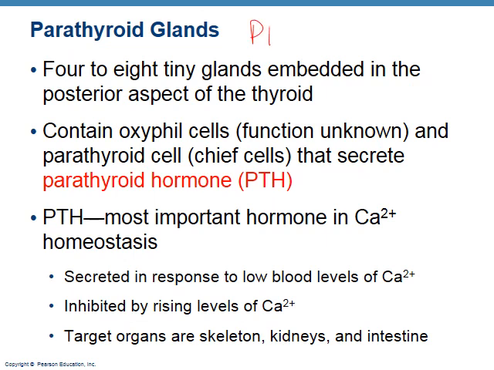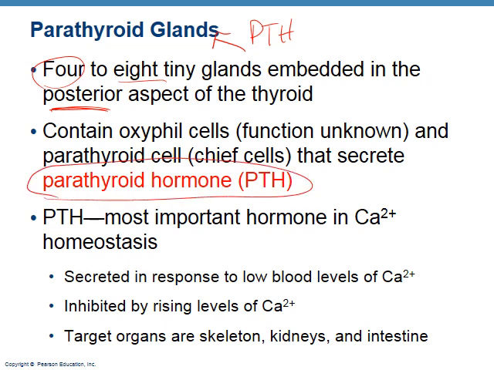If you remember, parathyroid hormone is released from the parathyroid gland. So these are usually 4, sometimes 8 tiny glands that are on the posterior aspect of the thyroid. So they're separate glands. The parathyroid gland is just next to the thyroid, but it's separate from the thyroid. So they're going to release parathyroid hormone, and this is important in calcium homeostasis.